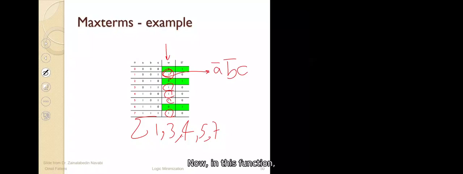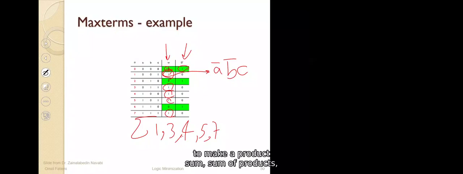Okay. Now, in this function, we could see that there are 5 1s and 3 zeros. So maybe if we go for the zeros, that would be easier, because it has only 3 minterms. So we look at W bar. Wherever W is 0, W bar is 1, and vice versa. Whenever it is 1, it is 0. So if you write the truth table for W bar, it has 3 1s and 5 zeros. Yes? Okay?